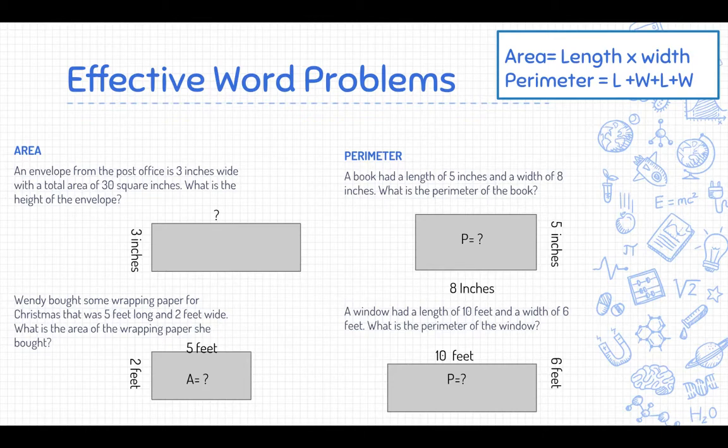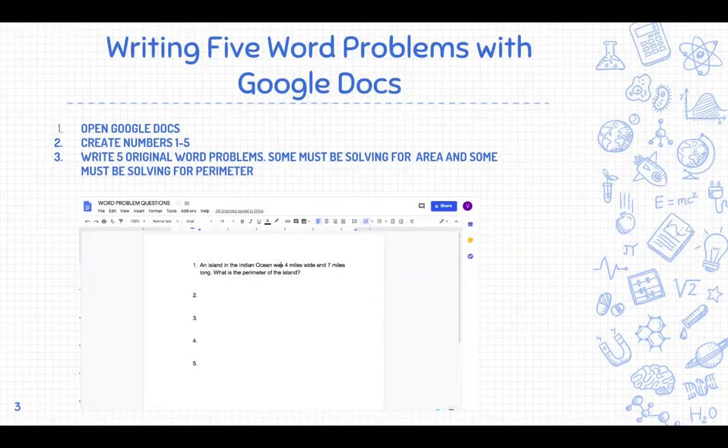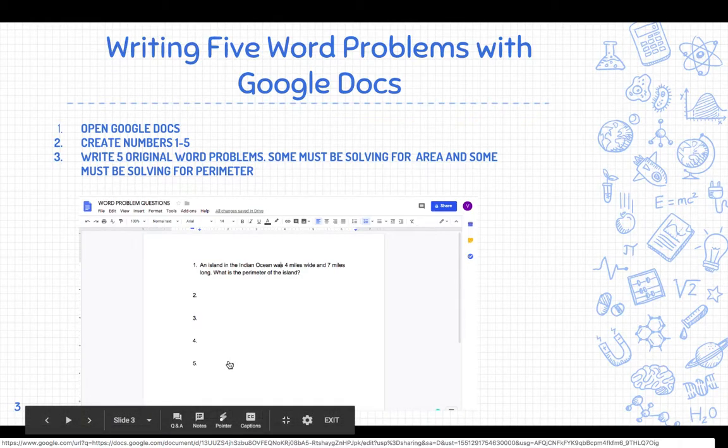Make sure as you are writing your questions to keep the area and perimeter formulas in mind. It will be your job to write 5 questions, each with a diagram to go with them. Your first step in this process will be to create a Google document. In your doc, you will create numbers 1 through 5 as shown below in this document. And you will begin writing your 5 problems.